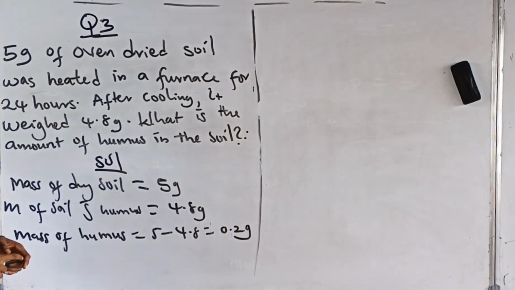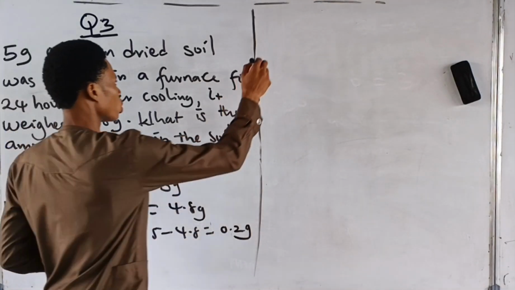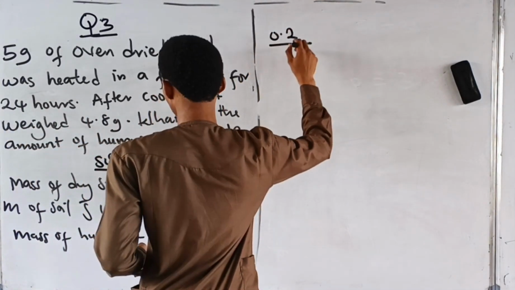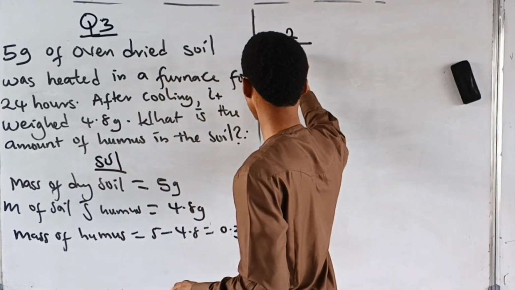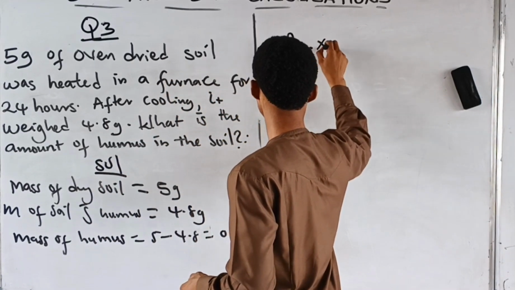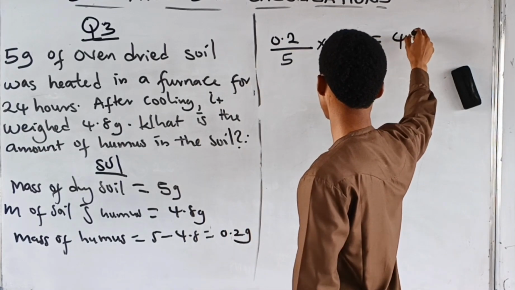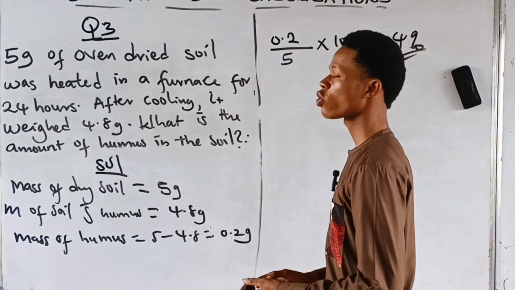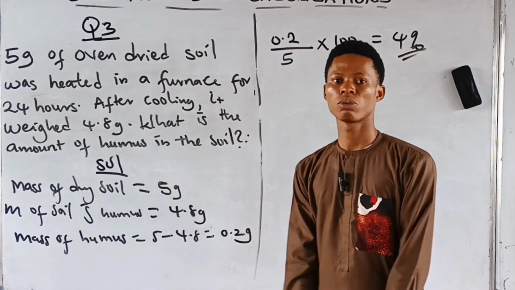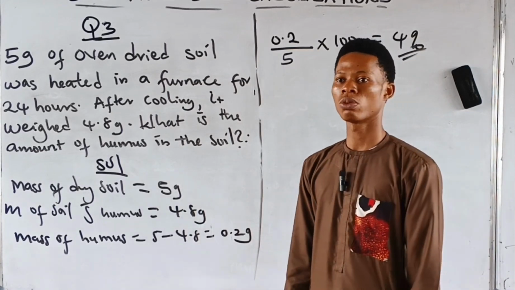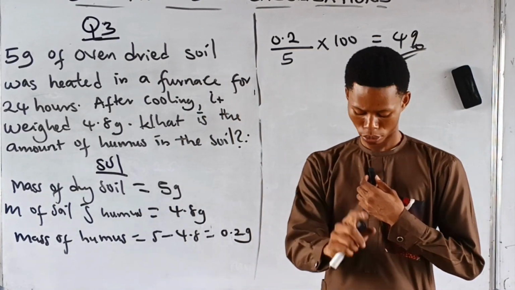But now the amount in percentage will be what? 0.2 over what? The total weight, right? 0.2 over 5 times what? 100, which will give us what? 4%. So humus is just 4% of the soil sample, of the dry soil sample. So that's the answer.